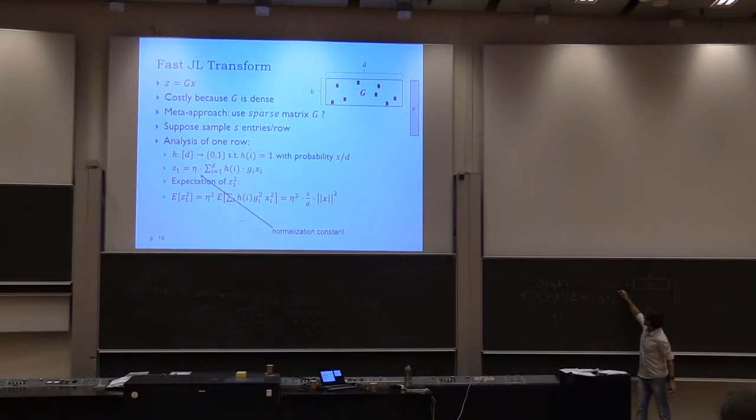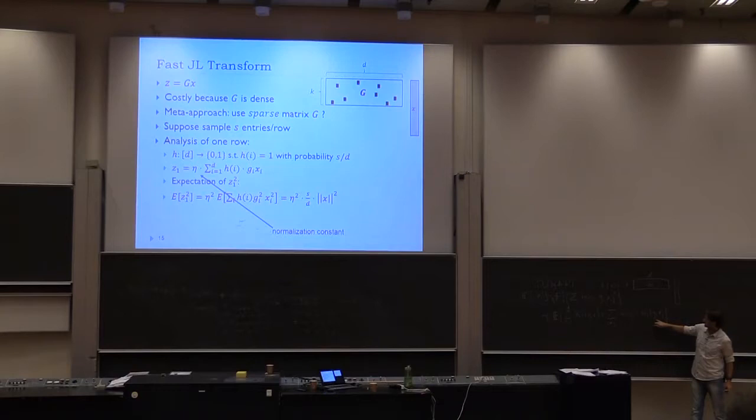Now, this is a sum which is squared, and there are two types of terms. One form of terms is the sum over i from 1 to d of h of i, g i, x i, all squared, plus the sum over i not equal to j of h of i, g i, x i, times h of j, g j, x j. Basically, the first are the products of the same term, and these are the cross terms. And this is all under expectation, right? This is equal to eta squared times the expectation of this.